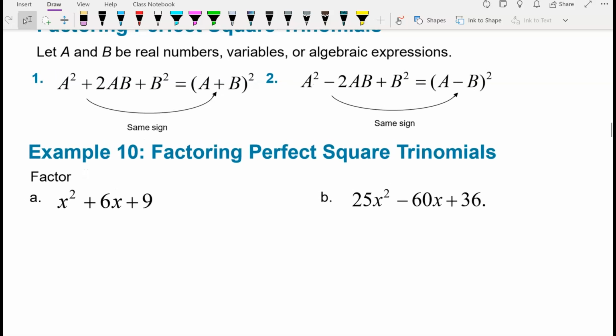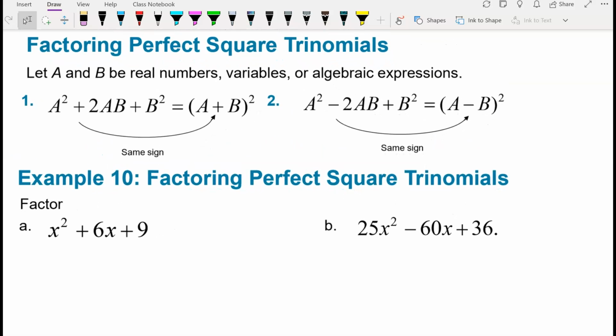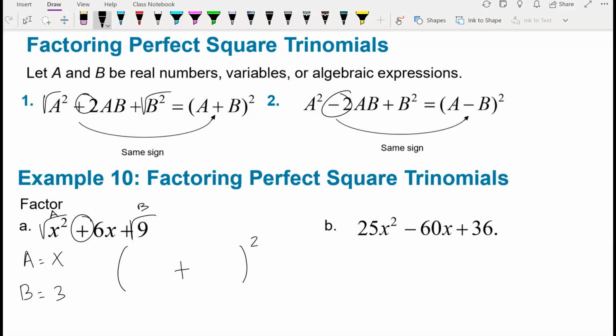All right, perfect square trinomials. So to find your a and your b, you're going to square root, and then it's either going to be a plus b squared or a minus b squared. It depends on your sign in the middle of your equation. So looking at our equations, for this one, we square root. So this will be your a and your b. So a is going to be x, and b will be 3. And then the sign in the middle is a plus. So it'd be x plus 3 squared.